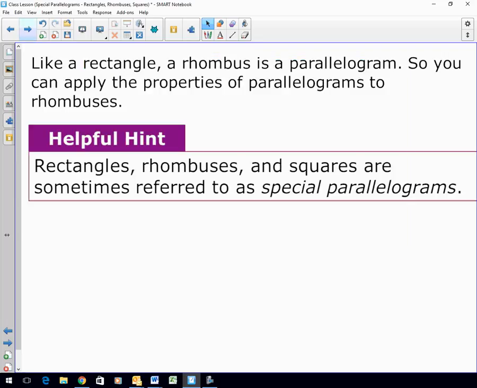All right, so check this out, guys. Just like a rectangle, a rhombus is a parallelogram. You can apply the properties of a parallelogram to a rhombus. So I've already went through that. Sometimes when we talk about rectangles, rhombuses, and squares, we refer to them as special parallelograms. Okay? Not proportional. Special.